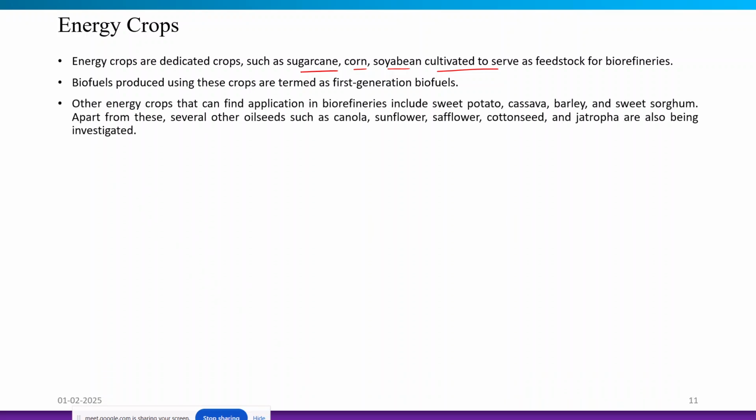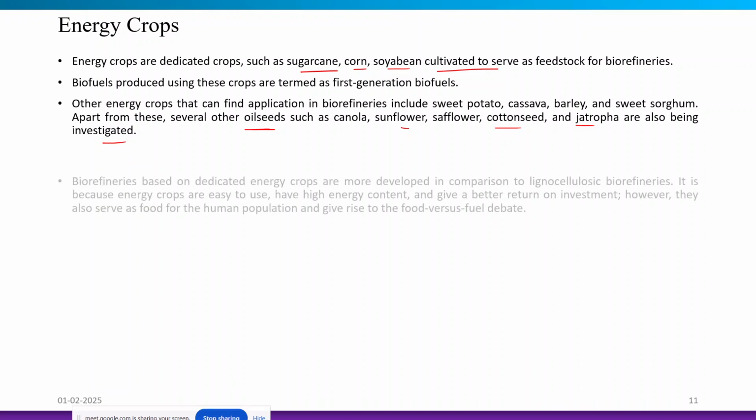The other energy crops that can find application in biorefineries include sweet potato, cassava, barley, sweet sorghum, this kind of thing. Apart from that, several other oil seeds are there: canola, sunflower, cottonseed, jatropha. Those are also being investigated or taken into account for the production of biofuels.